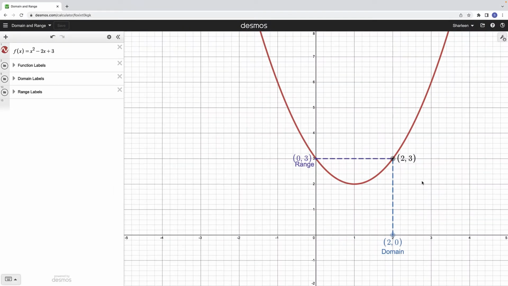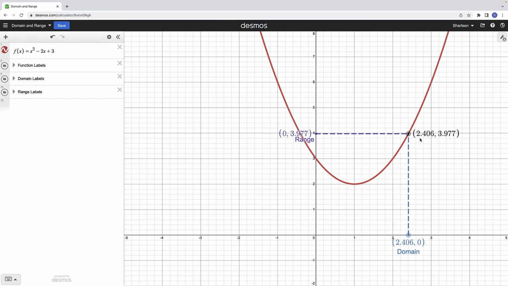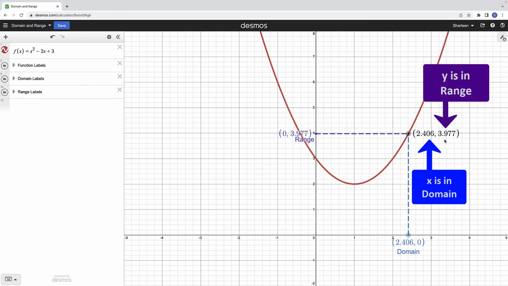I've opened this graph using Desmos, and I've added some features where we can drag these points along the graph. We know that this point (2, 3) is a part of the function's graph, which tells us that 2 is in the domain and 3 is in the range. If we're looking for other values, we can simply drag this point along. As you can see, as the coordinates of this point change, every x value of a point that is on our function is in the domain. Every y value of a point that is on our function is in the range.